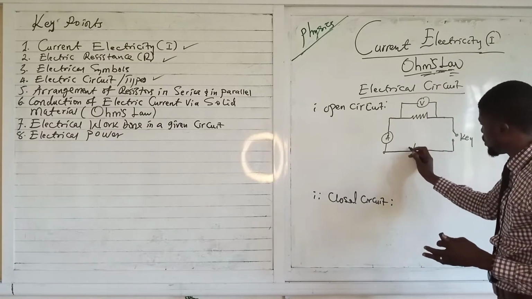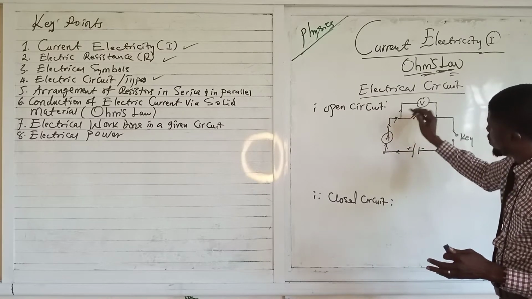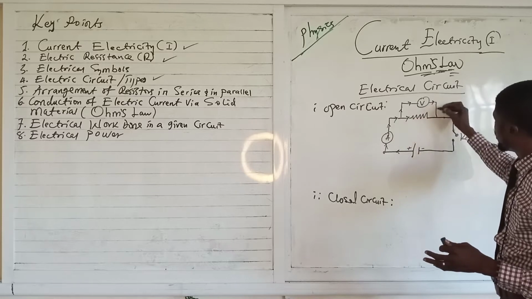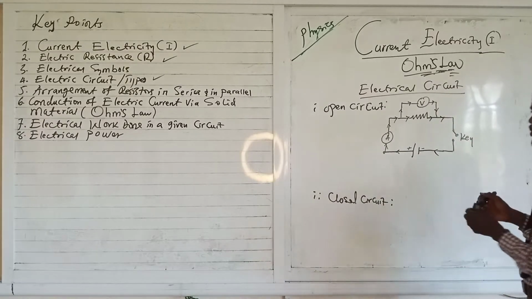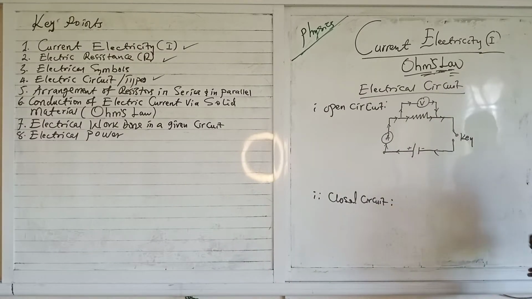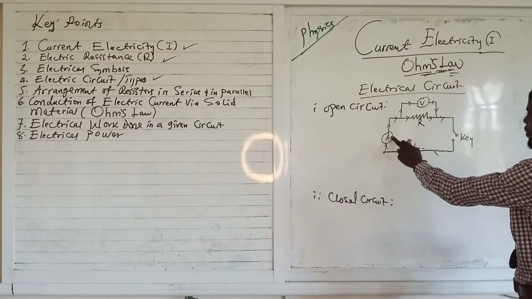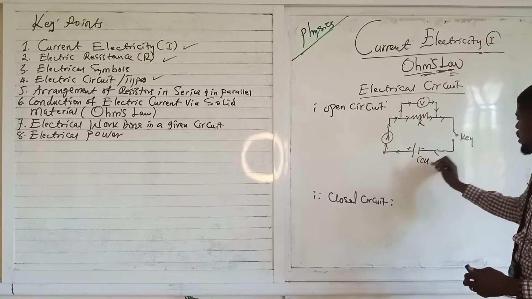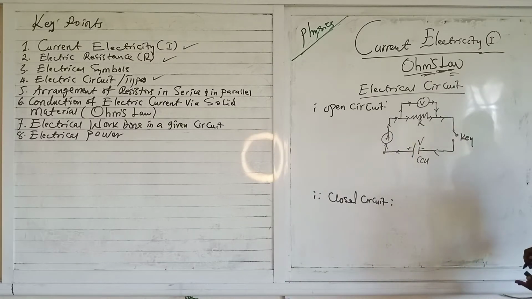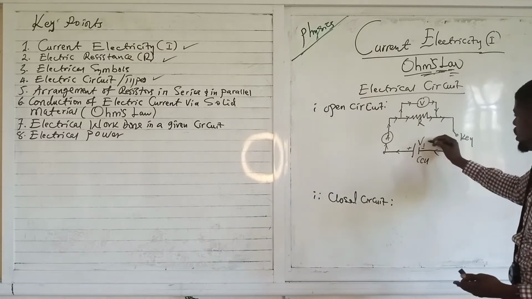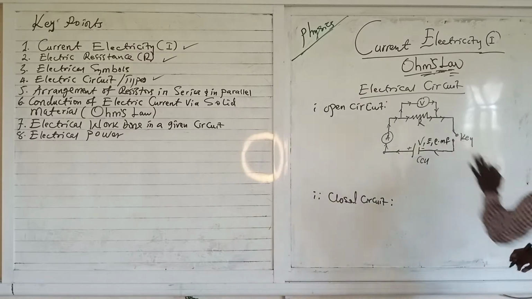So this is negative, this is plus, so the direction of flow of current will be this way. And then if we close it, it will come back to this place. So this is an open circuit. Here is the voltmeter, here is the resistor R, here is the ammeter, and here is a cell. We always represent it with a V, voltage, or EMF, or sometimes E. So when you see E, V, or EMF, they all mean the same thing.